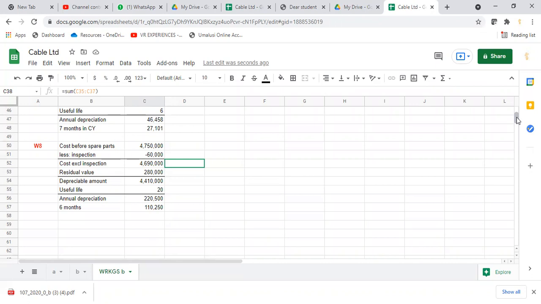So which assets does IAS 36 impairment of assets apply to? It applies to all of PPE, all of intangible assets, IFRS 5 non-current assets held for sale, and investment property that is measured using the cost model. If you have investment property measured using the fair value model, IAS 36 does not apply. So it's very important.